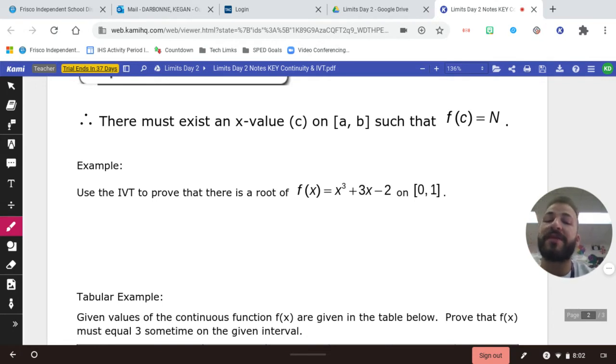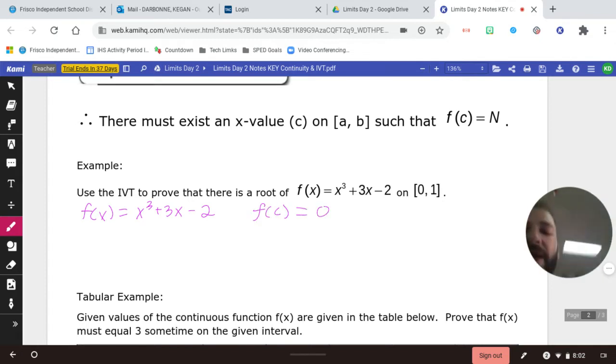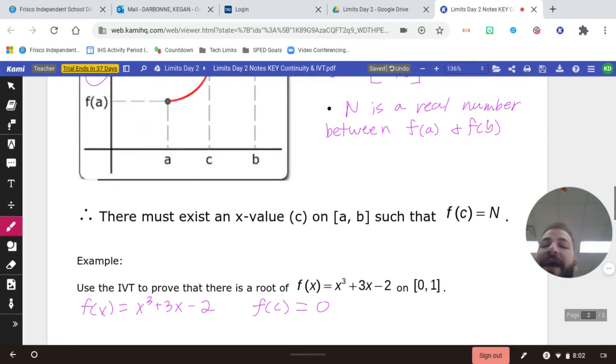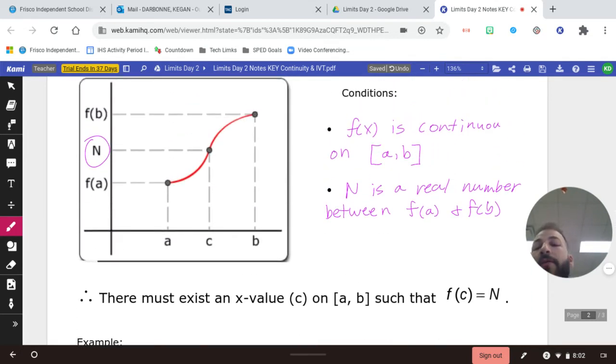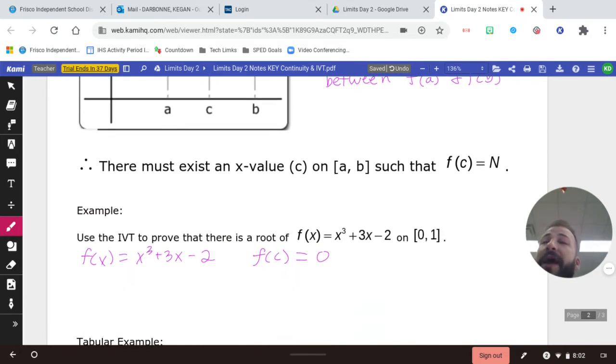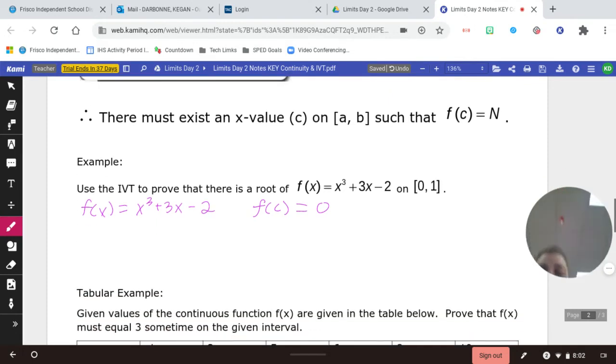That would mean the function would have to equal 0 at some time in that interval, because anytime the y value is 0, the x value is a root. Okay. So we have our function f of x equals x cubed plus 3x minus 2, and I want to see if there's an f of c where my function would be equal to 0. Okay, so to do this, I'm going to use IVT. Okay, so for my function to have to equal 0, what f of a and f of b do I have to get? Well, I have to get one of them to be negative and one of them to be positive, because if I go from a negative number to a positive number, then I'm going to have to cross through 0 to get through that number.